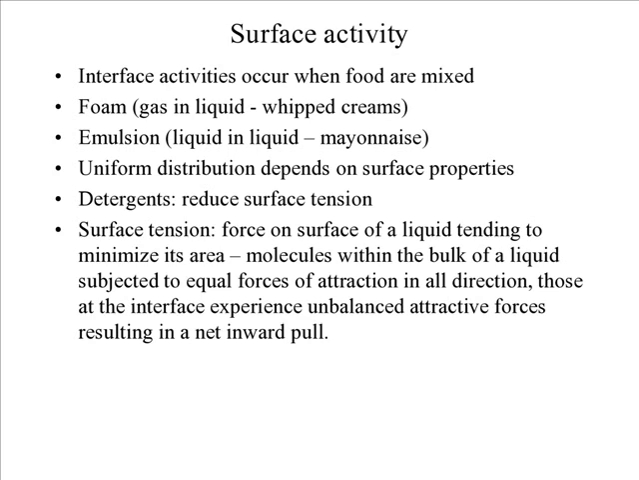and oil. A uniform distribution depends on the surface properties, and so detergents are used to reduce surface tension, which allows water to adhere to different kinds of oils. You use a detergent so that they're able to actually mix. Surface tension is the force on the surface of a liquid tending to minimize its area. Molecules within the bulk of a liquid are subjected to equal forces of attraction in all directions. Those at the interface experience unbalanced attractive forces, resulting in a net inward pull. And you observe things like this when you have different kinds of liquids mixing with other liquids.